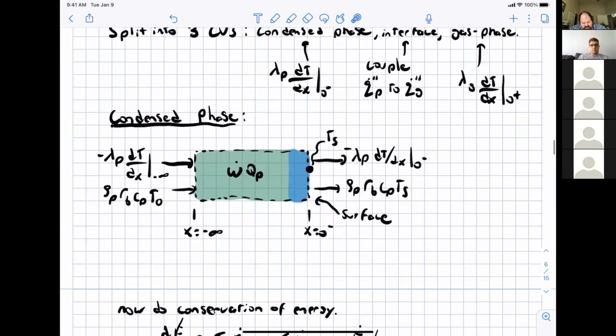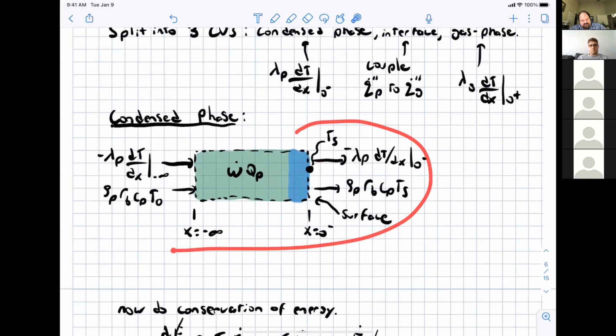Okay. And then our control volume will extend all the way from x equals minus infinity. So we have an infinitely long piece of propellant that we're basically feeding in, and it's going to stop, as I said before, still on the condensed phase material side of the interface. It's basically at the surface, but just a little bit in the condensed phase side. Okay. So now we're just going to do conservation of energy.